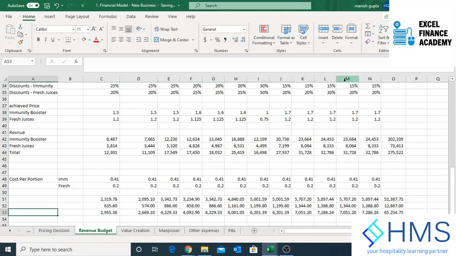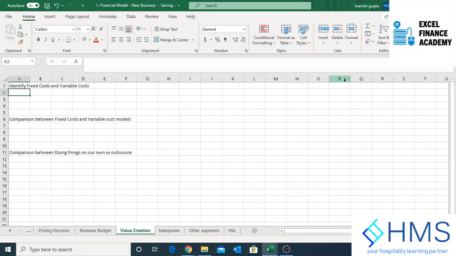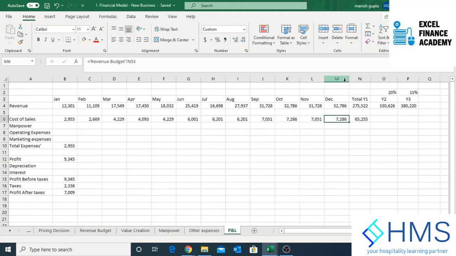So you want to write down something. What is this? So this is cost of immunity booster, so that you remember next time what it is. And then this is cost of fresh juices, total cost. Labeling is very important, so please remember that all the time.